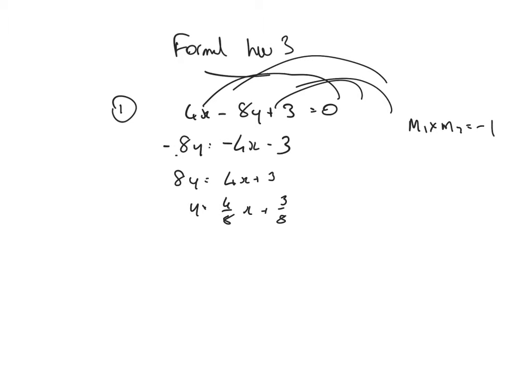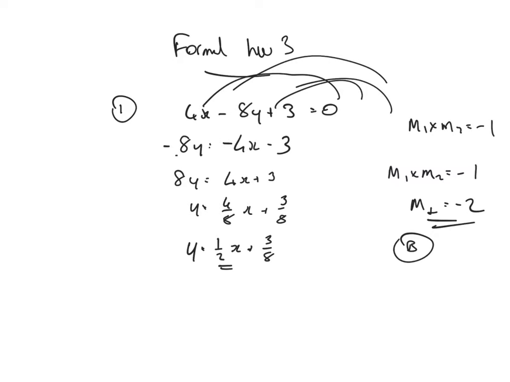So that's me writing it in the form y equals mx plus c. Simplify it down: y equals 1/2 x plus 3/8. So we can see there that the gradient is 1/2. So flip and invert 1/2, change its sign, and that's going to be minus 2, and that's option B, 2 marks, 2 or 0.